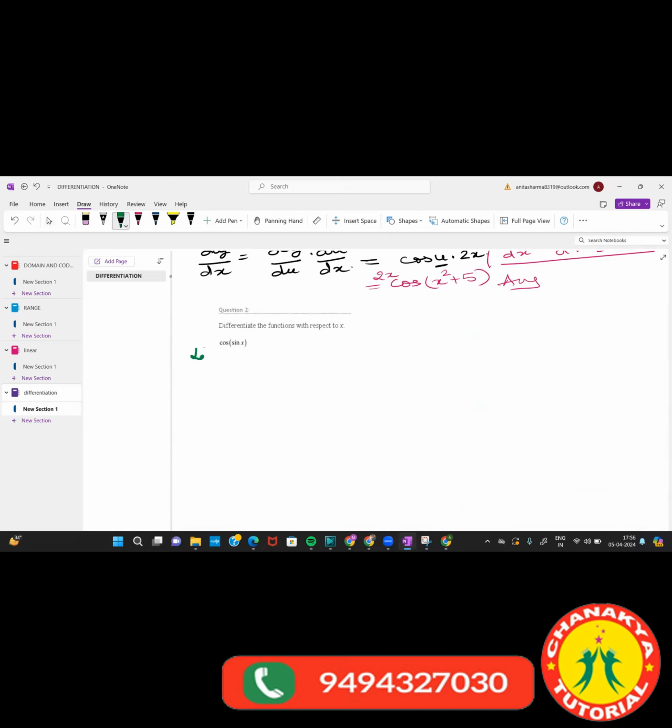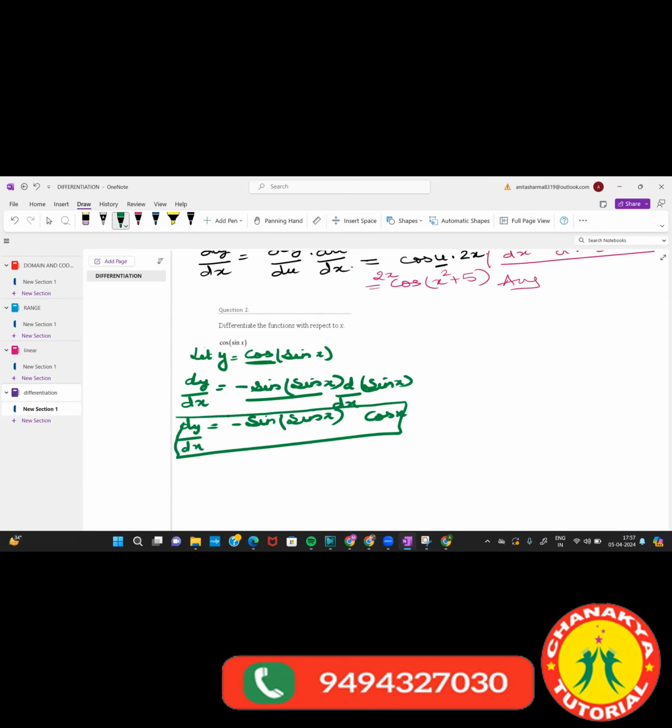First of all, let y is equal to cos of sine x. Now differentiate, beta. Differentiation of cos will be minus sine, so minus sine of sine x. Firstly, you will do this. Then differentiation of the function which is given inside the bracket, sine x. It will be minus sine of sine x, and differentiation of sine x is cos x. This is our answer. Understood?